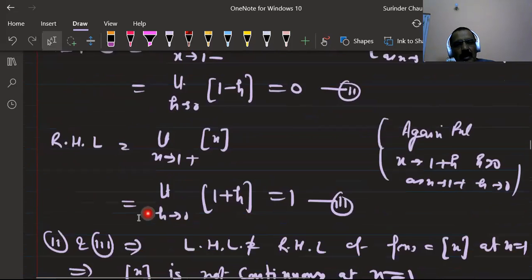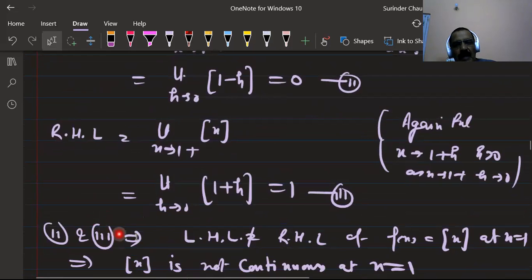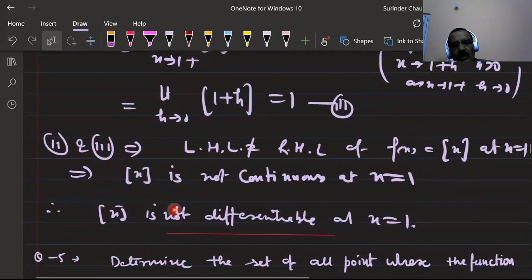Right hand limit does not exist. Left hand limit is not equal to right hand limit, which implies the greatest integer function, the greatest integer less than or equal to x, is not continuous at x equal to 1. So the function is not differentiable at x equal to 1.